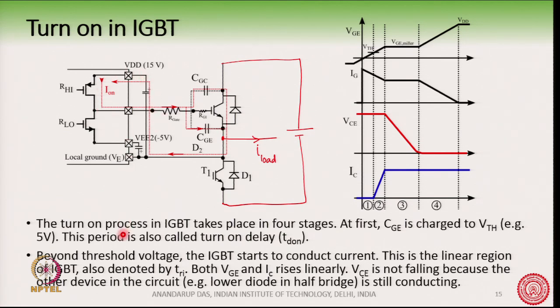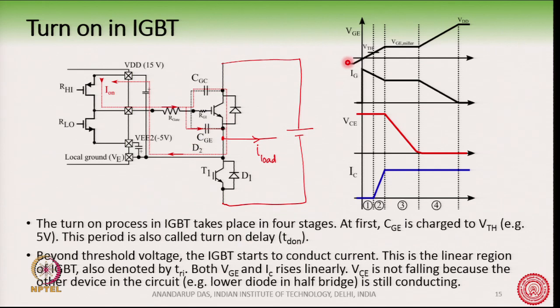Now, the turn on process in the IGBT usually takes place in 4 stages. At the first stage, CGE, this capacitor here, charges up to the threshold voltage. And this period is called the turn on delay. Threshold voltage is the voltage after which the device starts to conduct.